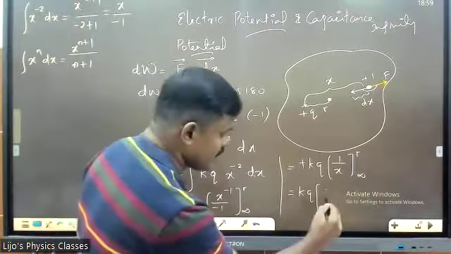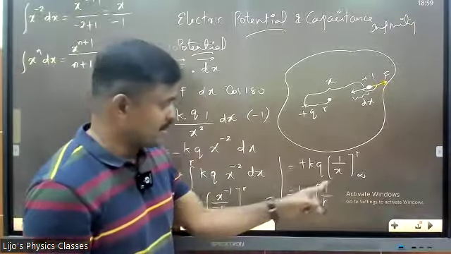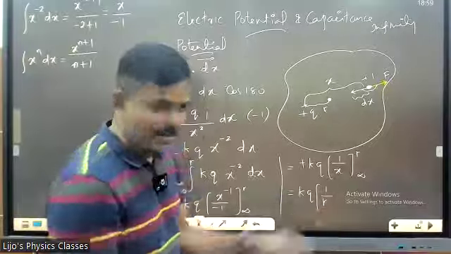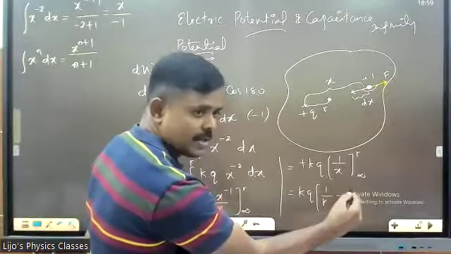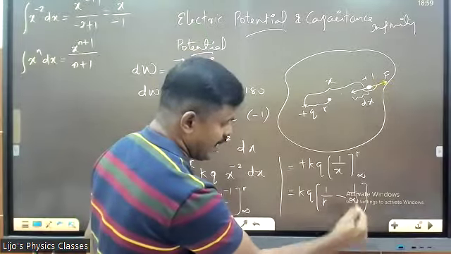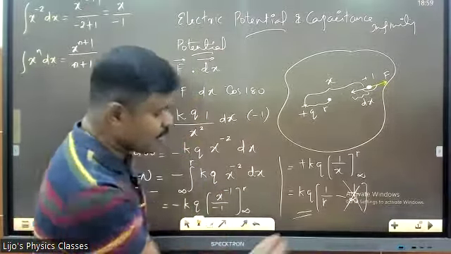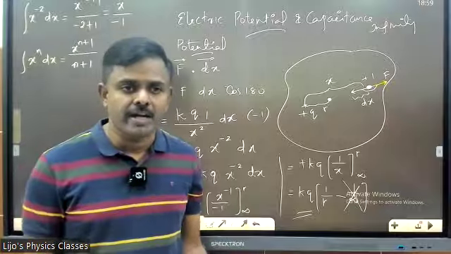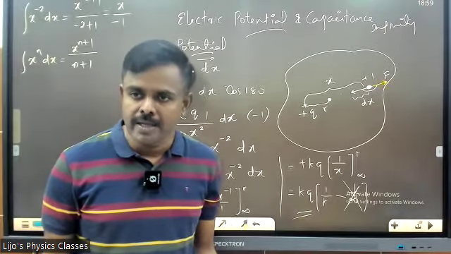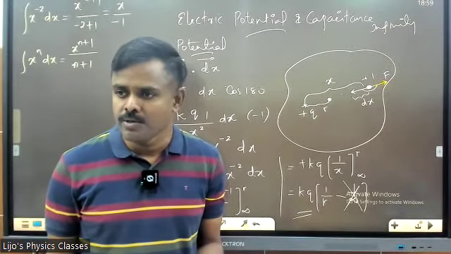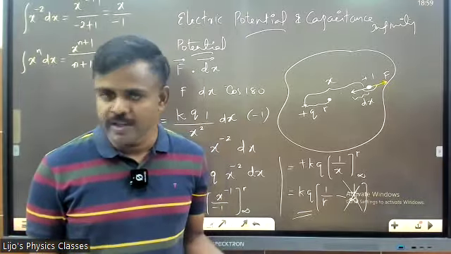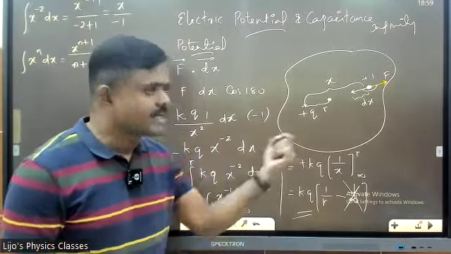What is the upper limit? 1 by R. X in place of X, you put R, right? Minus lower limit is 1 by infinity. Any number by infinity will be 0. So finally, you get kq by R. What is this? Work done. Work done for what? Bringing what? Plus 1 coulomb. From where? From infinity to where? To the concerned point.